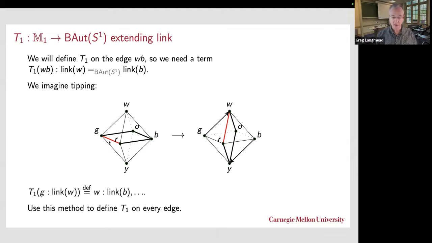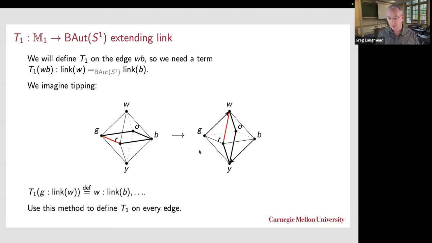So T1 of G in the link of W goes up to W in the link of B. And B in the link of W goes down to Y. And then R and O in the link of W go to R and O in the link of B, so they kind of stay fixed. You're just spinning this ring.